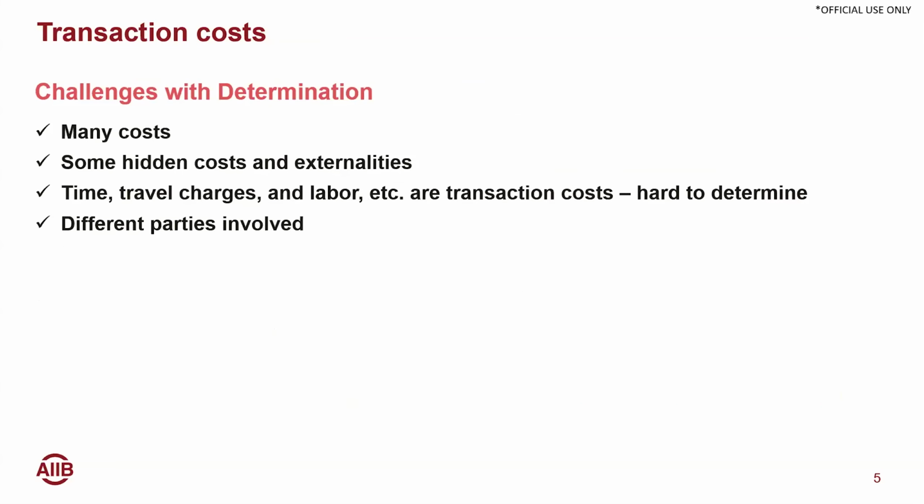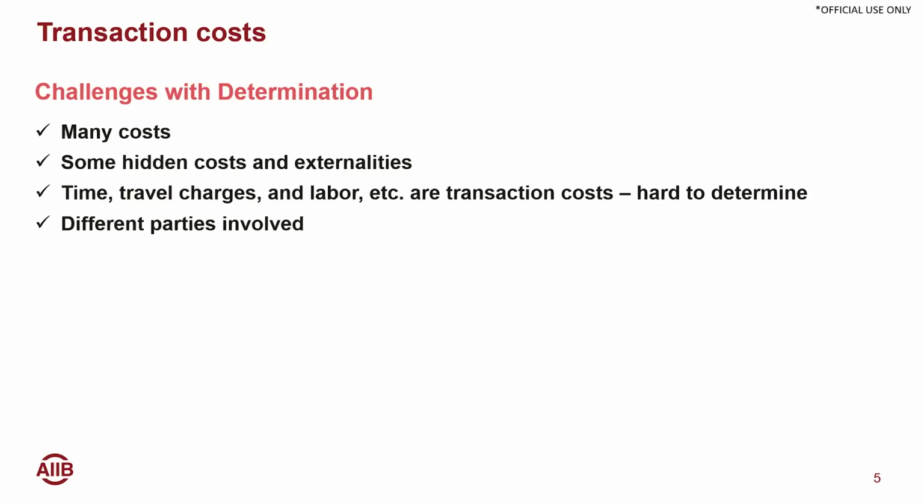Then for the transaction cost, we have four challenges. The first is many costs. Cost for applying for the land ownership certificates, cost for getting permission to reconstruct the houses, cost for the environmental charge fee for demolition of the structure and other things. So in my valuation, sometimes I could not identify all the costs, so I had to do it again. Anyway, and there are some hidden costs and externalities.